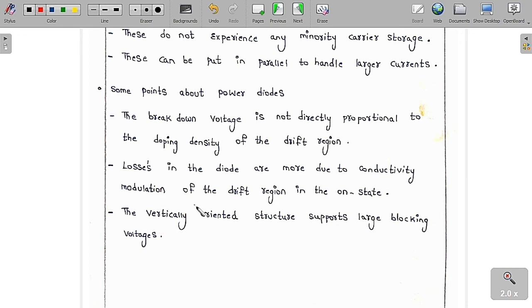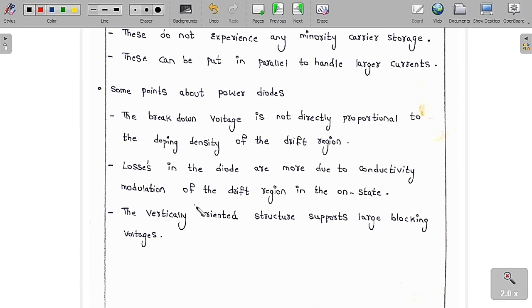So these are some of the important points of the power diodes. We can say that the breakdown voltage is not directly proportional to the doping density of the drift region, whereas the losses in the diode are more due to conductivity modulation of the drift region in the on state, and the vertically oriented structure supports large blocking voltages.